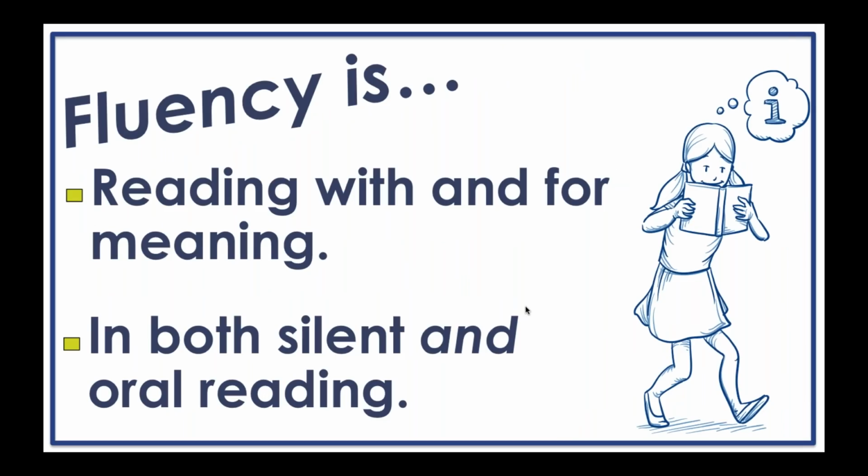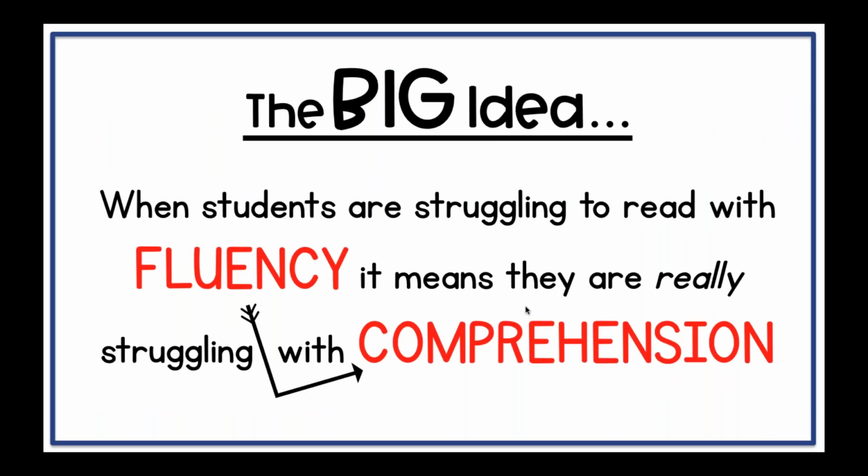So fluency is actually reading with and for meaning in both silent and oral reading. So it's not just about oral reading, it's also about silent reading too. And it's not about how fast we read, it's about reading for meaning. And that is the big idea with fluency. So the big idea is when your students are struggling with fluency, it really means that they're struggling with comprehension. If you think your students have a fluency issue, it's more than likely that it's really a comprehension issue.